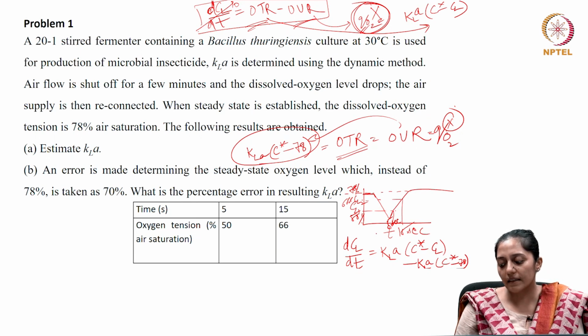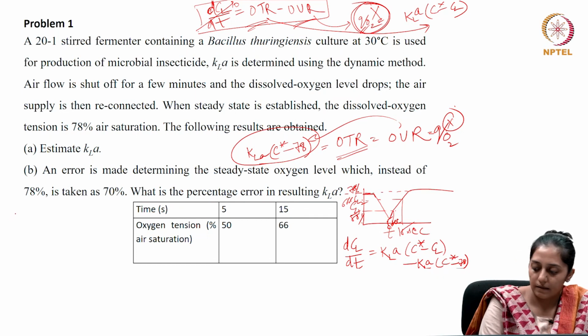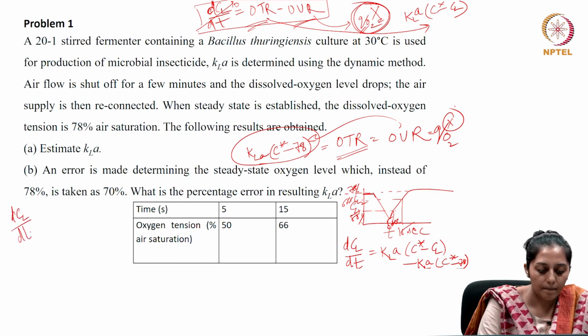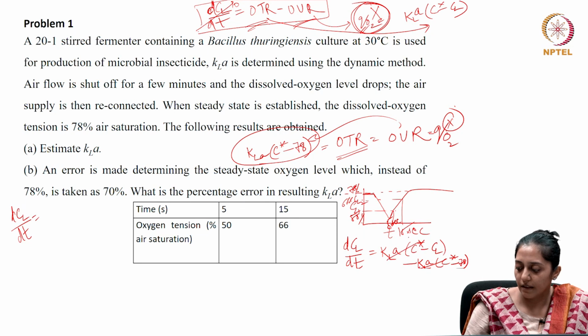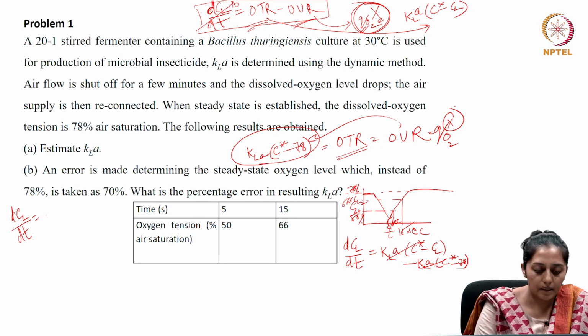Now, if we expand this, in turn dCl by dt can be written as, so this term will get cancelled if you open up the brackets, and it will become KLa times 78 minus Cl.